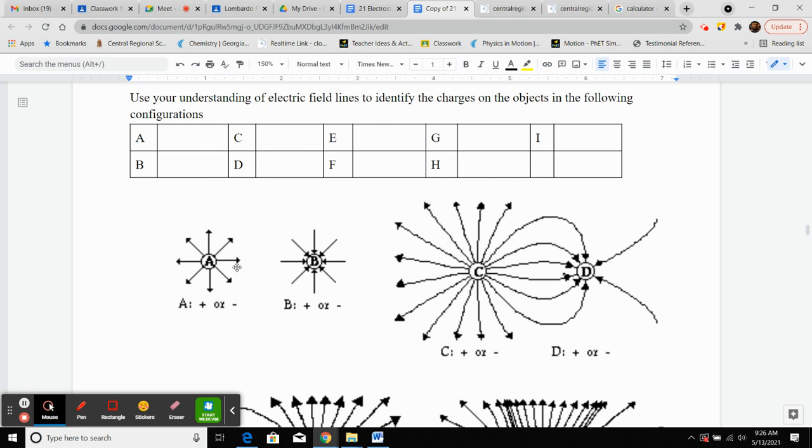So right here, A or B, they want to know, is A going to be positive or negative? Well, are the field lines coming out of it? Yep. So then we're going to say positive. What about B? Are they going in or out? In, so that's negative. C, what's going on with C? Positive or negative? Positive. Are they moving in towards D? Yup, so that would be negative.